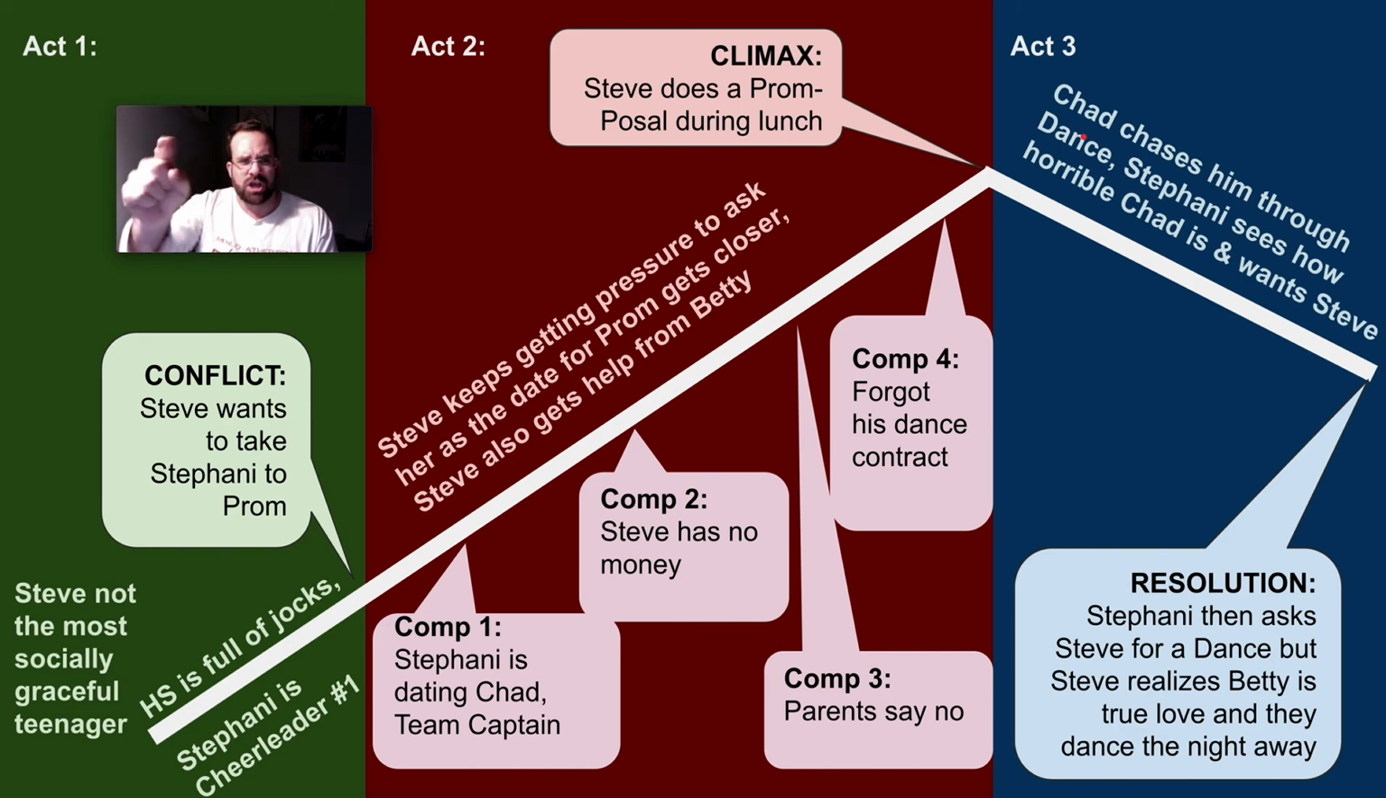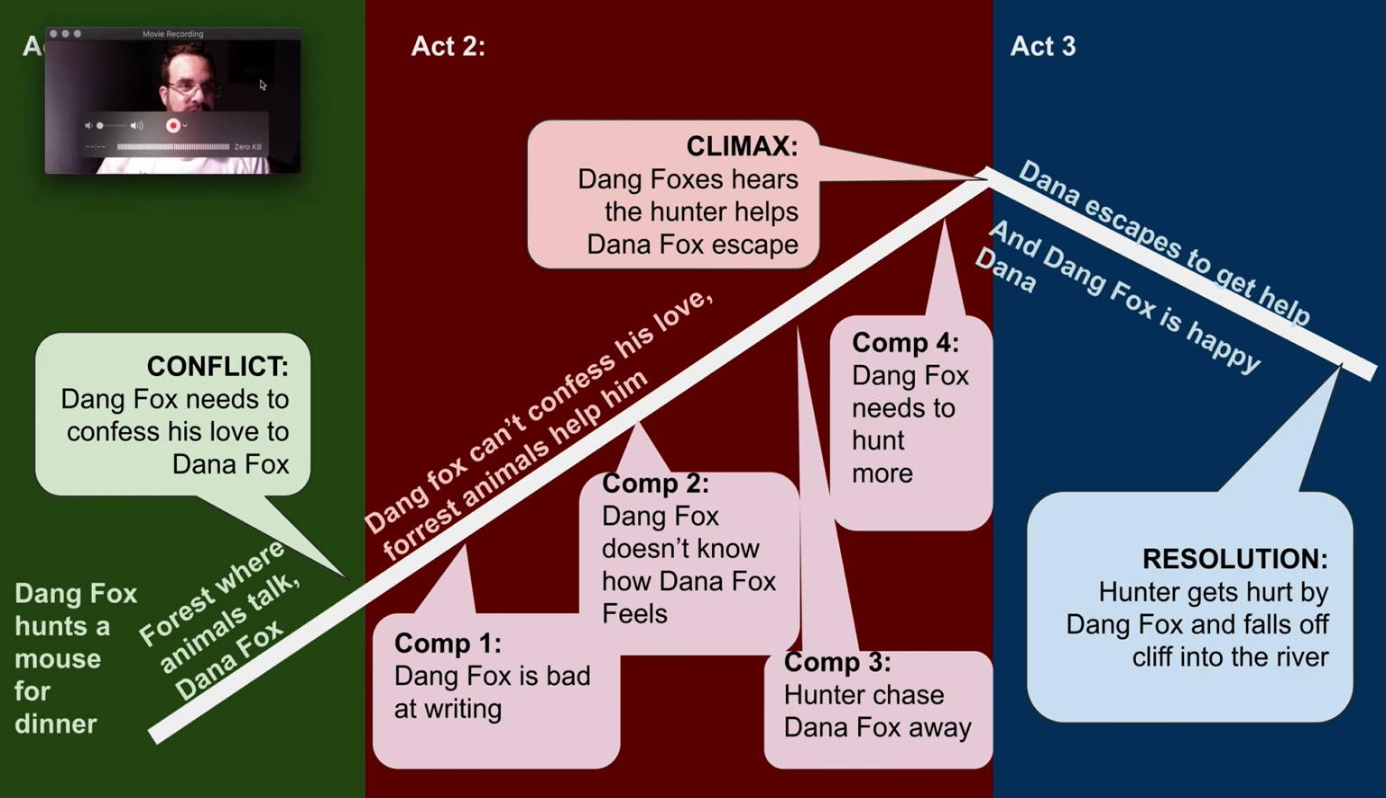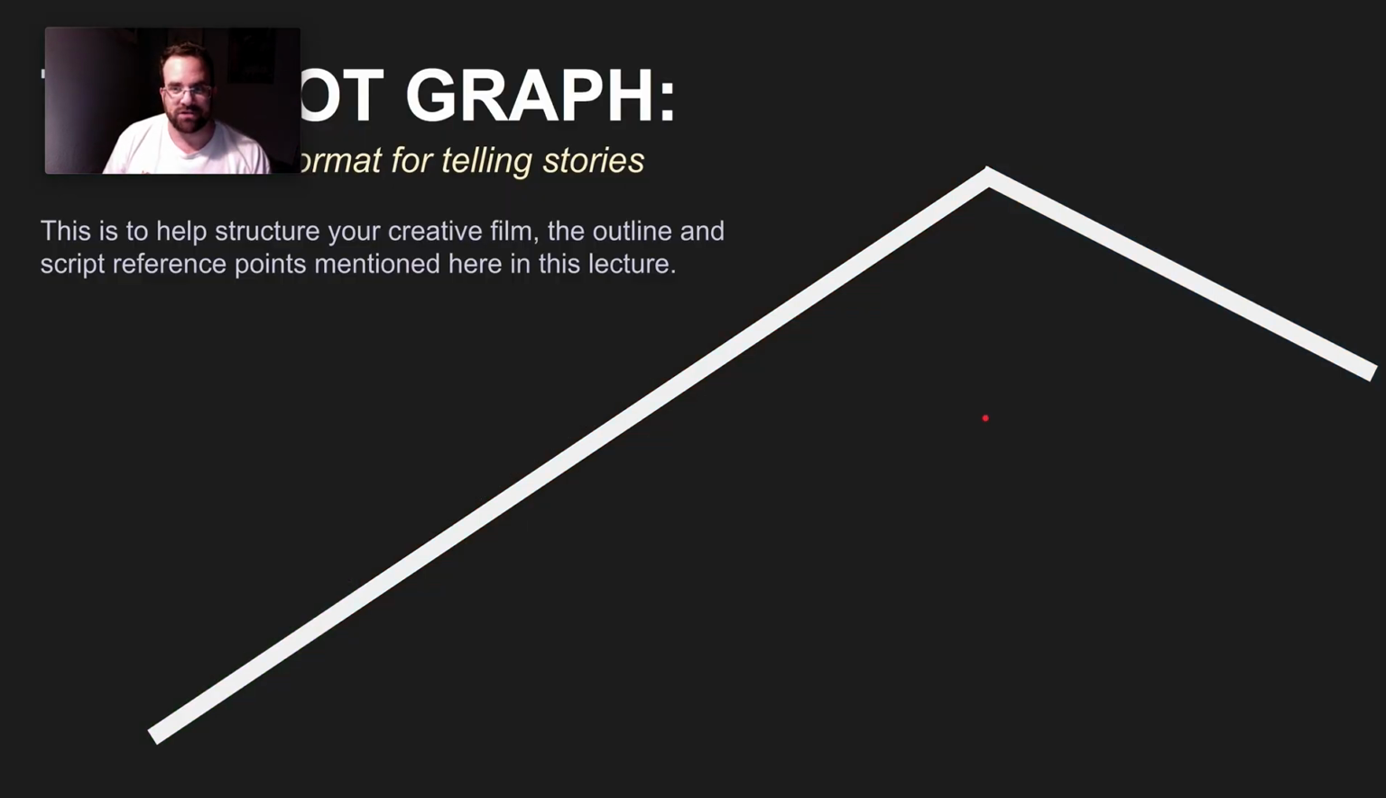Chad's like, "Steve, stay away from my girl," and starts running after him. And then Stephanie sees how horrible Chad is, like, "Oh my God, Chad, you're horrible." And then Stephanie goes, "Oh, I'm so sorry, will you have this dance with me?" And this whole time, Steve finally realizes Betty should have been his date, and Betty and Steve are really in love, and everyone's happy at the end. Yay! So these are just two examples. If you want to read my daughter's example, I worked through this with my daughter. It's about a fox. I'm not going to walk you through it because I'm going to say goodbye in a second. But that is basically the 3-act structure.